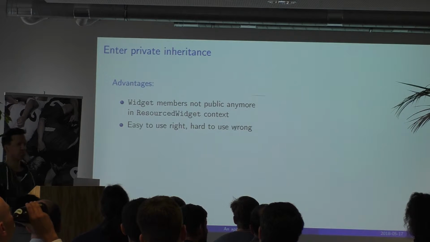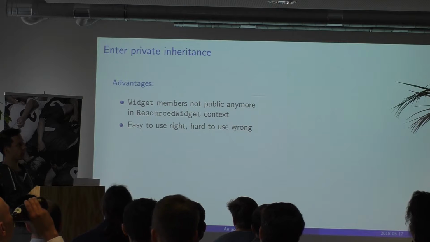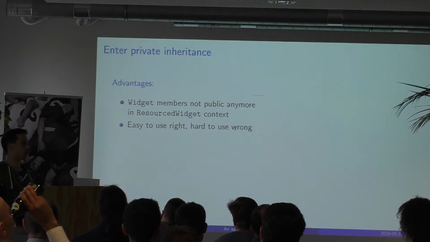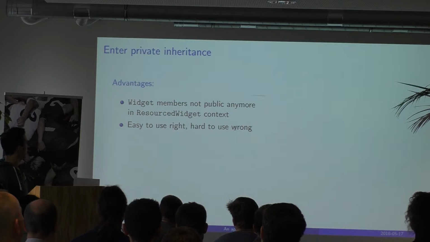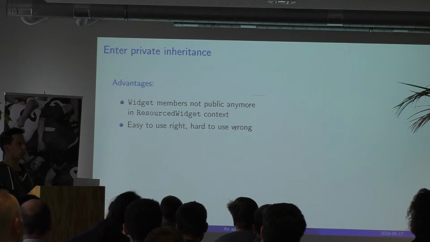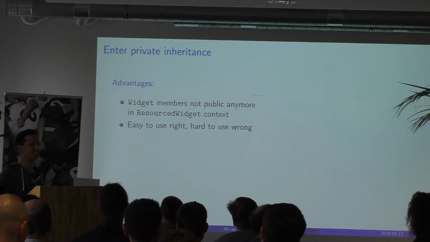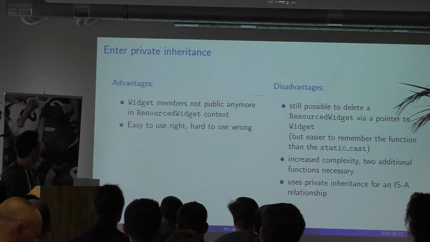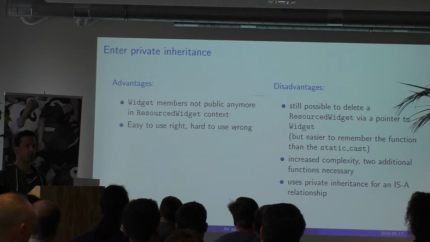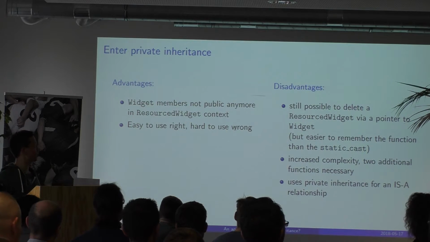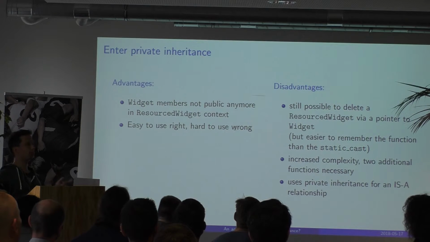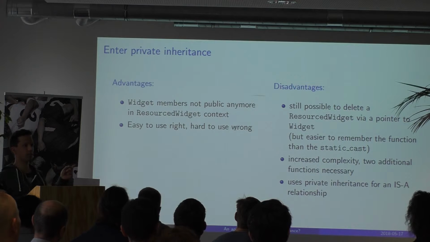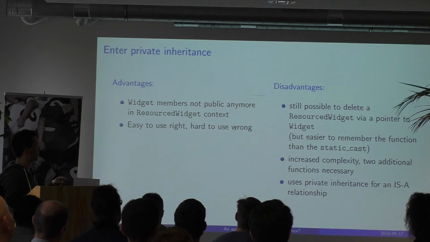So advantages: these members are not public anymore, which means that clients cannot, for example, accidentally pass a raw owning pointer, which would of course not get deleted because we trust in our resource managing members. And I believe it's easy to use right, hard to use wrong. It's kind of Kate Gregory's side here. But there are also some disadvantages. One of them is that you can still delete the resource widget and forget the static cast. But it's a bit easier to think of the static member function than to think of the static cast when you use it.